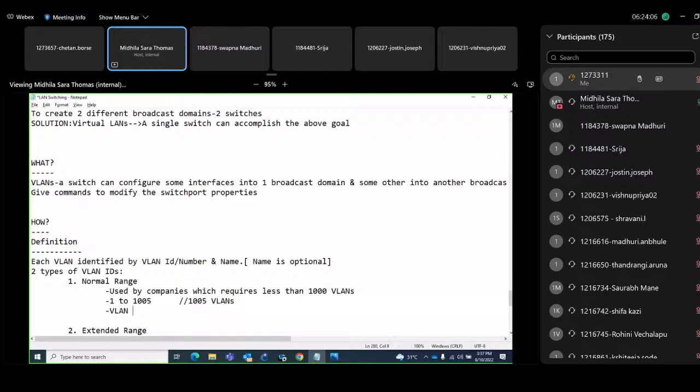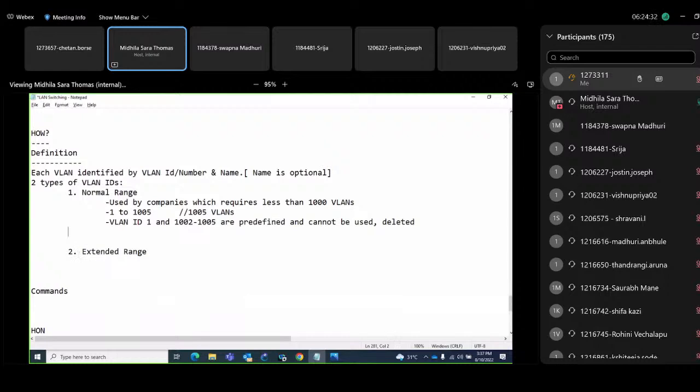Guys, VLAN ID 1 and IDs from the range 1002 to 1005 are reserved. And reserved means they are predefined. You cannot use them, delete them, nothing you can do. Because in the olden days, have you heard about this technology, token ring? Has anyone heard about token ring technology?